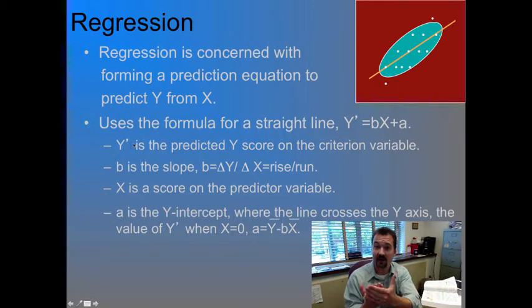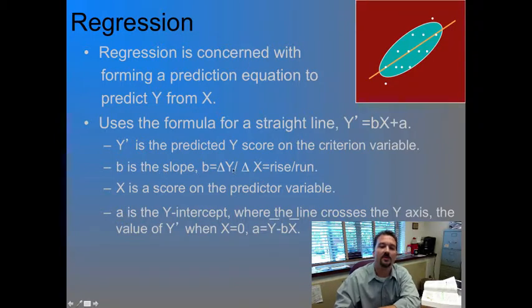It's unlikely those are going to be identical, but you're trying to get as close as you can to their actual score with the predicted score. But you have to have that little prime value there, Y prime, because you're just trying to predict the Y score. It's not exactly the Y score.